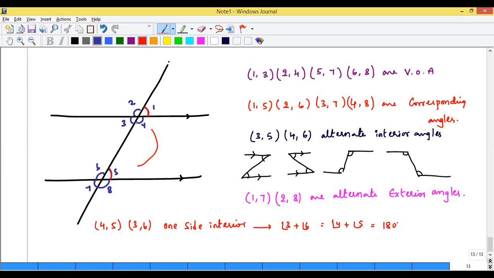Okay. Angle 1 is same as what? Angle 5. Therefore, angle 4 plus 5 forms what? A linear pair. Then what is 4 plus 5? 180. So 180 means what do you call them? You call them supplementary angles. Okay.